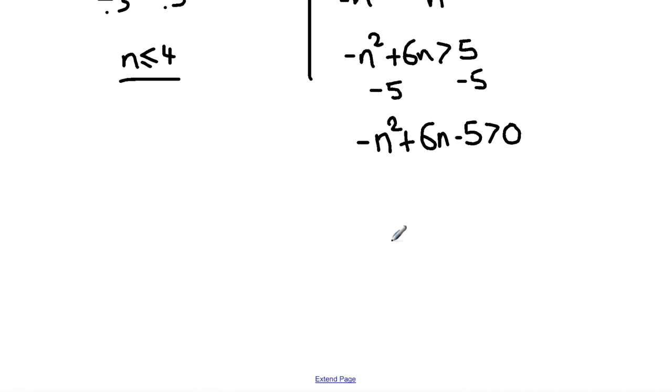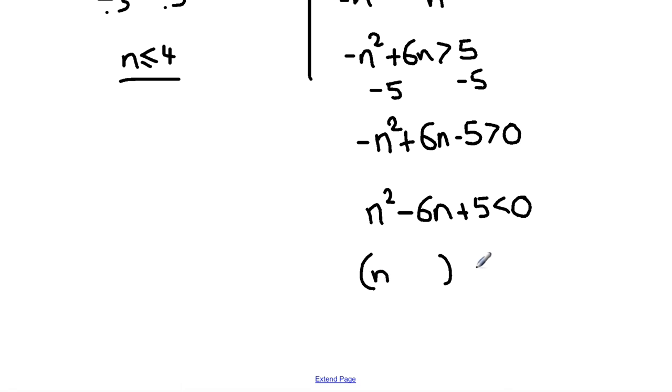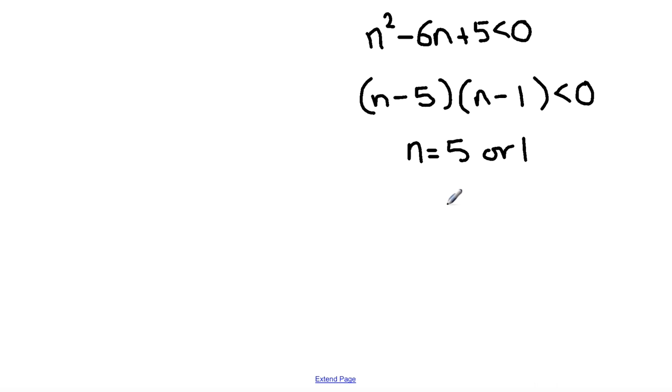So we should have n squared minus 6n plus 5 less than 0. I'm then going to factorize n squared minus 6n plus 5. So we have (n minus 5)(n minus 1) less than 0. Therefore, n is equal to 5 or 1. Quickly going to draw a rough sketch.